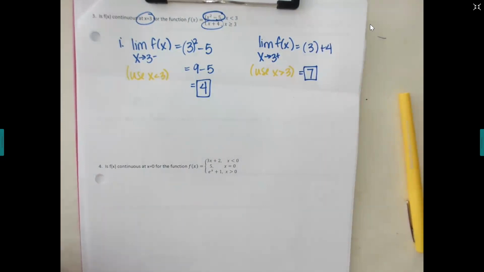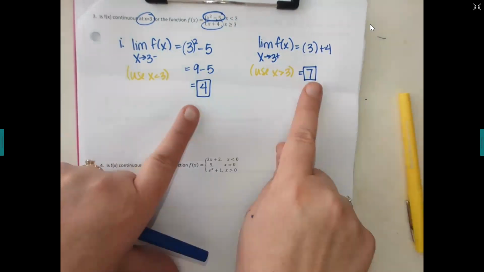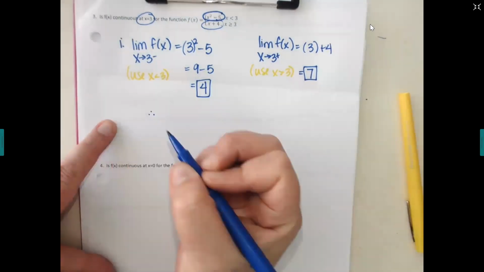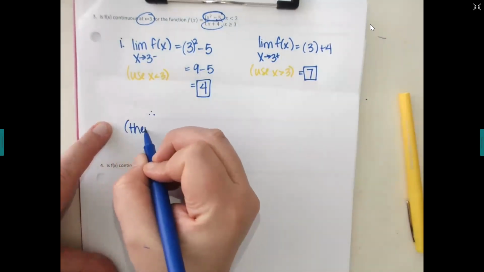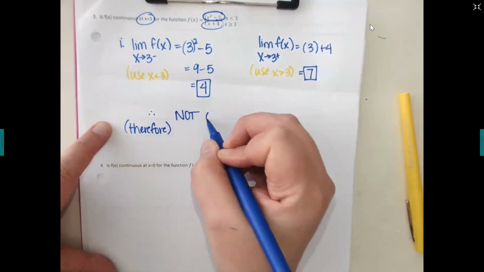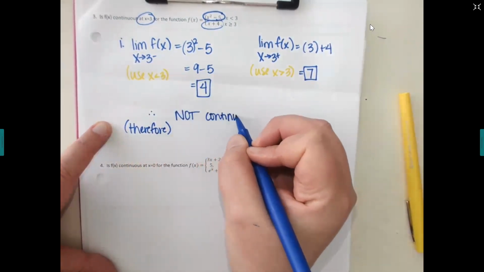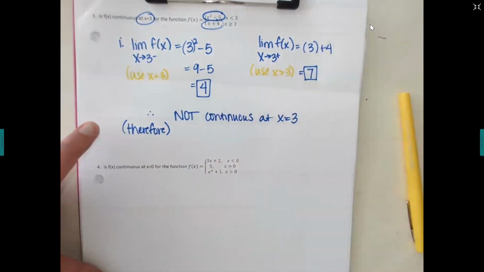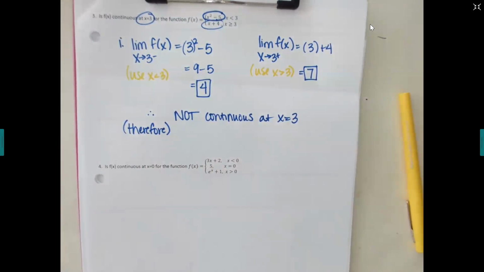Do I go on to the second condition? No, because what is condition number 1? These had to come out the same. So you would write, remember that means therefore, it is not going to be continuous at x equals 3. But I don't even go on to check parts 2 and 3, because if condition 1 isn't met, you're wasting your time going beyond that. Okay?